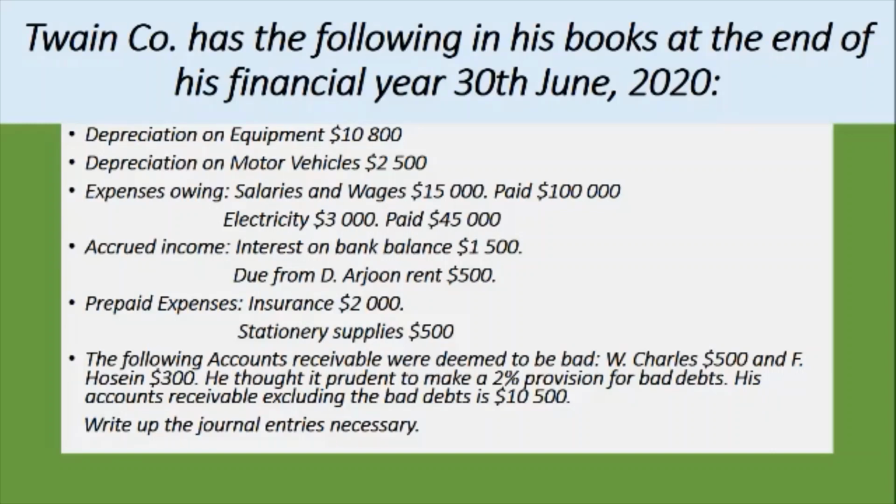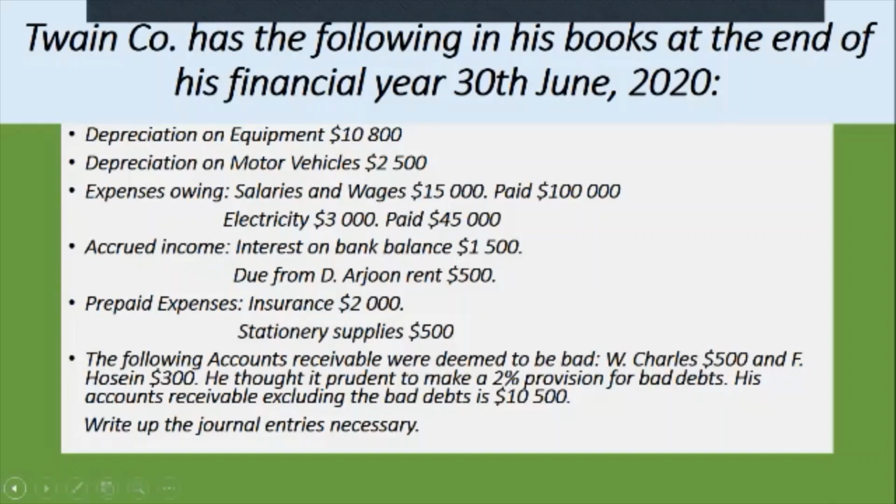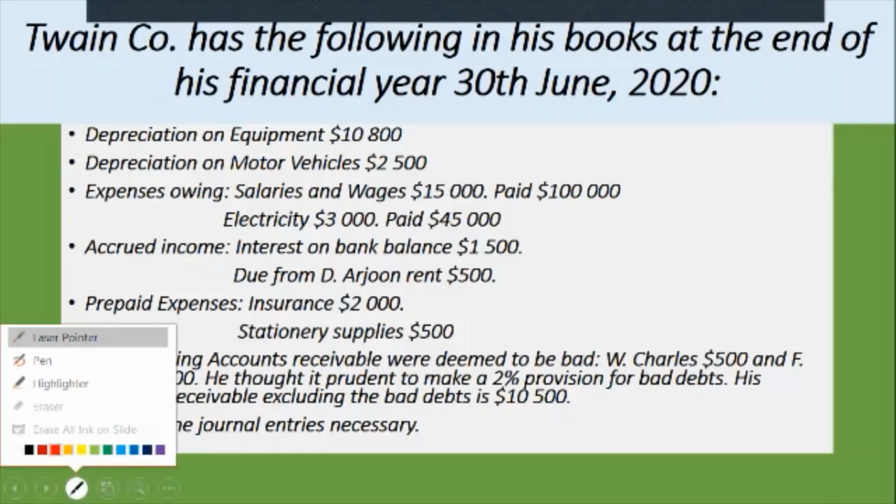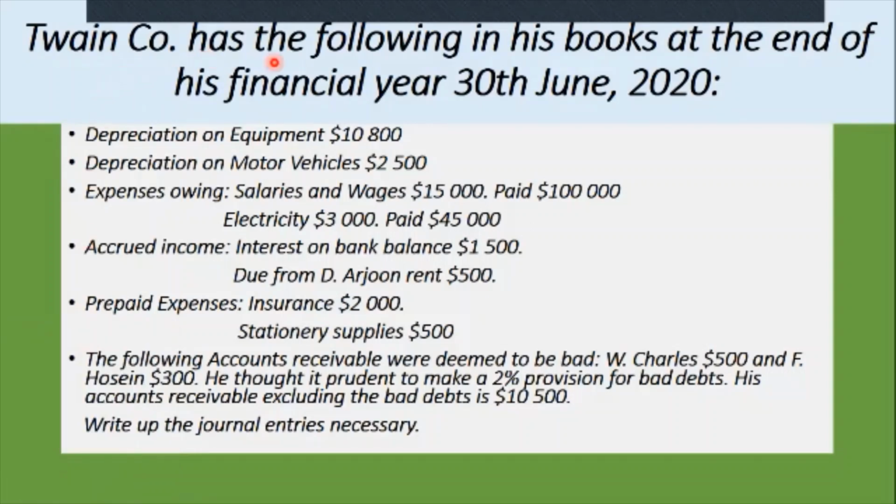Okay, let's read through this before we start. Twin Company has the following in his books at the end of the financial year, 30th of June 2020. We have depreciation on equipment, 10,800. Depreciation on motor vehicles, 2,500. Expenses owing, salaries and wages, 15,000, and he paid 100,000. So he's not owing the 100,000, only the 15,000. Electricity, 3,000, and he paid 45,000.